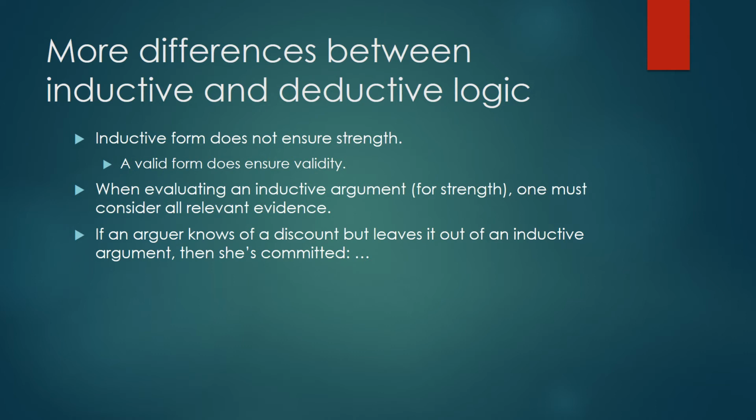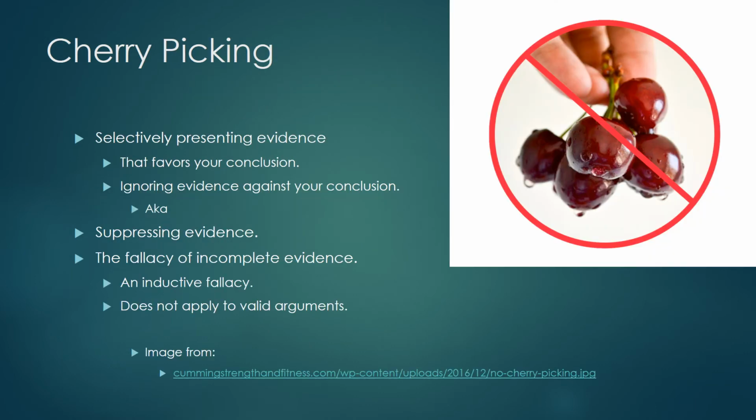And if an arguer knows of a discount but leaves it out of an inductive argument, then she's guilty of a fallacy. She's guilty of something called cherry picking. Right? Cherry picking, another technical term in our class. Cherry picking means selectively presenting evidence that favors your conclusion and ignoring evidence against your conclusion. It's also known as suppressing evidence or the fallacy of incomplete evidence. Notice that this is an inductive fallacy. It doesn't apply to valid arguments. The arguments are valid, the discounts don't matter, but they do matter to inductive arguments. In an inductive argument, you need to present all the relevant evidence. If you don't do that, you've been cherry picking.